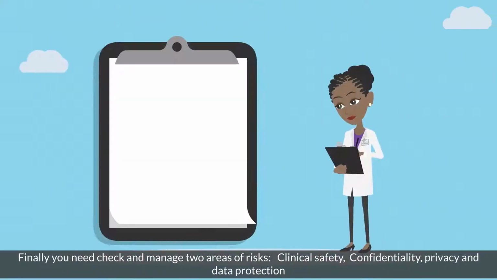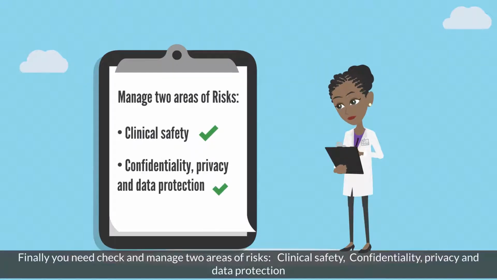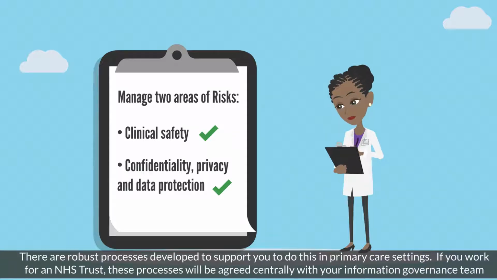Finally, you need to check and manage 2 areas of risk: clinical safety, and confidentiality, privacy and data protection. There are robust processes developed to support you to do this in primary care settings. If you work for an NHS trust, these processes will be agreed centrally with your information governance team.